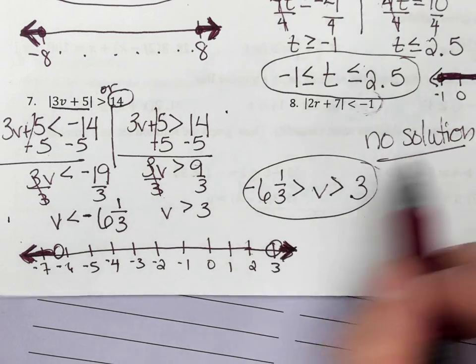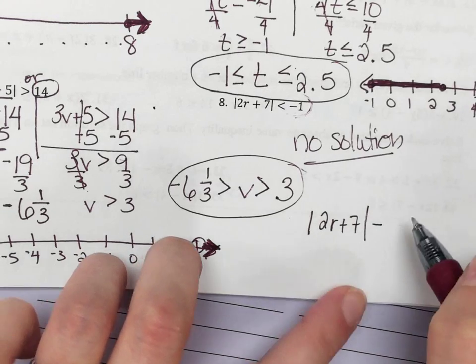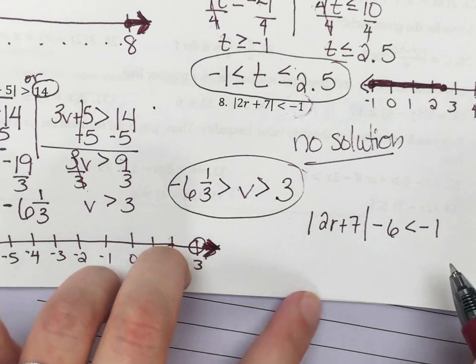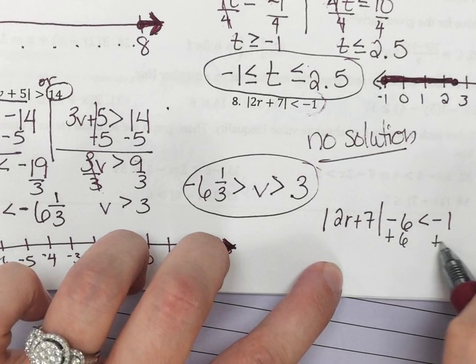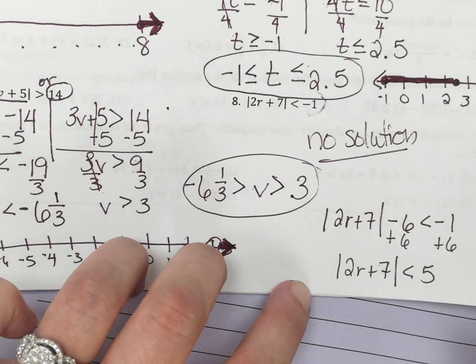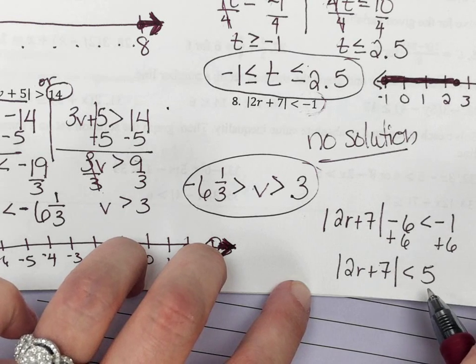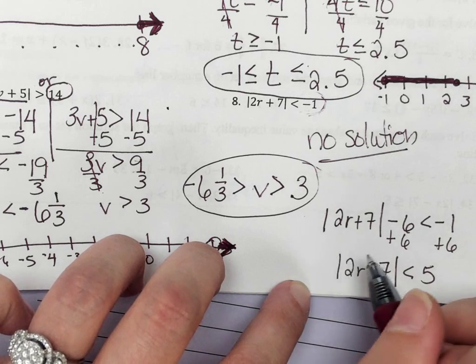What do you mean with the bottom? So what if I had this? If I had 2r plus 7 minus 6, like your checkpoint yesterday, you got to add that 6 first. So then I would have 2r plus 7 is less than 5. That's okay. So make sure that they're by themselves first before you call them no solution.